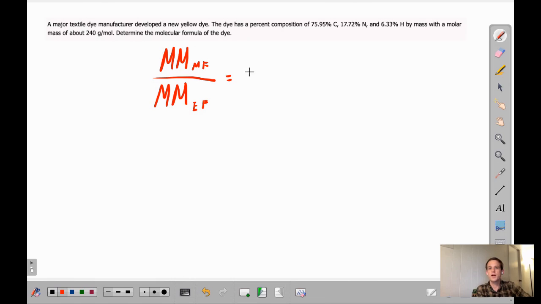So that's the number that we're going to look for. That's our unknown. And once we find that scale factor, we can multiply all the coefficients in the empirical formula by this coefficient, and we'll get the molecular formula that we're looking for. Okay, so this is our last chance to practice the empirical formula, so let's get it right.